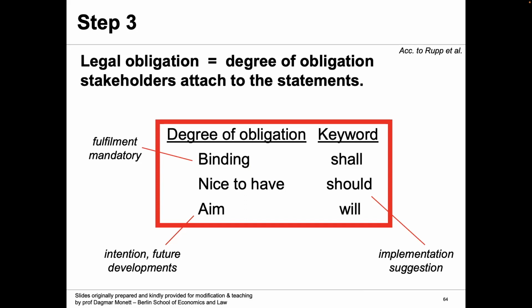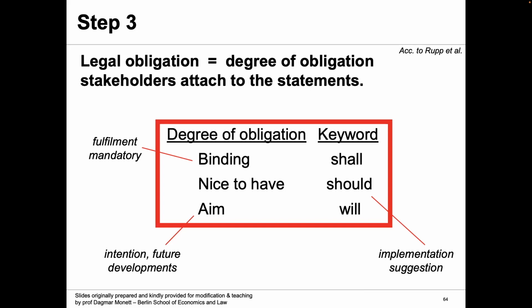Now, should is more of what I call a desirable requirement. If the requirement is written as "the system should provide the receptionist with the ability to print," it means that the requirement has no legal obligation to it. It's more of a suggestion, a desirable functionality that the system may have, right? As it says here, the degree of obligation for the keyword should is nice to have. It's good if it's there, but if it's not, then that's okay too.